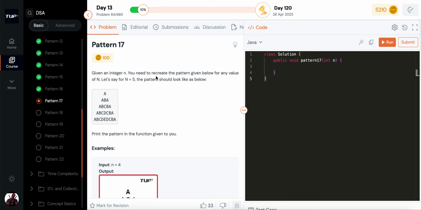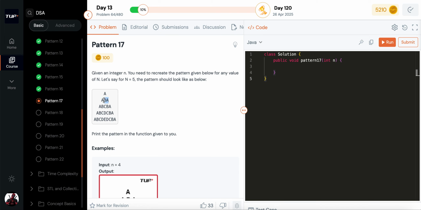Today we'll be solving pattern 17. The problem statement states that given any integer n, you need to recreate the pattern given below for any value of n. Let's say for n equal to 5, the pattern should look like below. In the first line, I see there are 4 spaces and then A is printed. And then in the second line, there are 3 spaces and A printed.